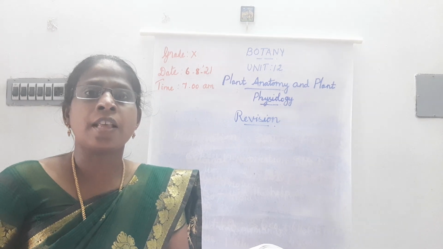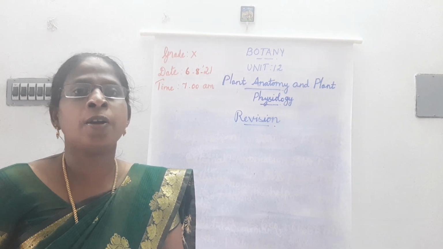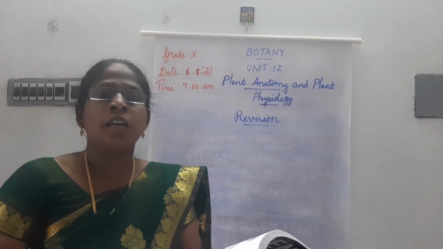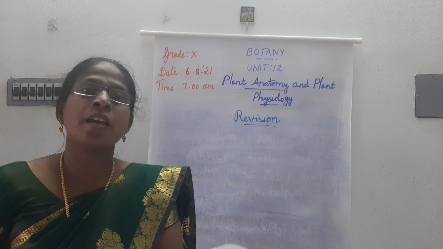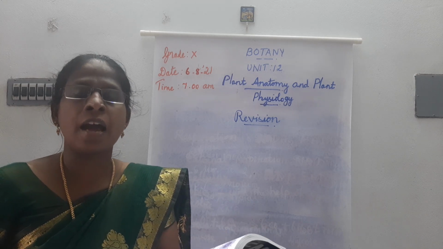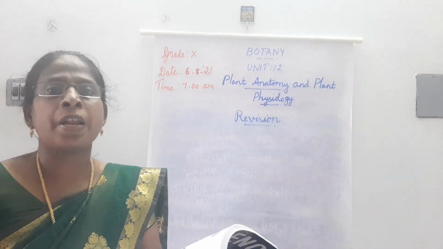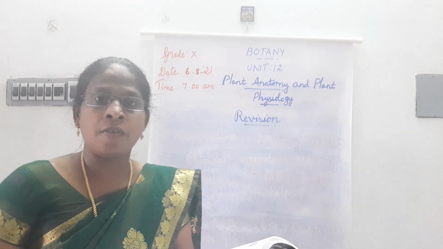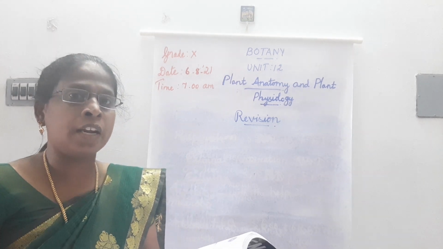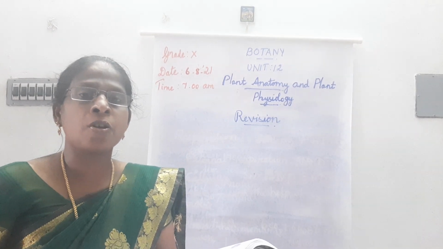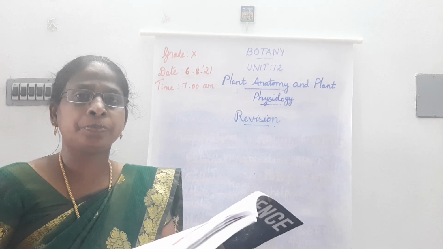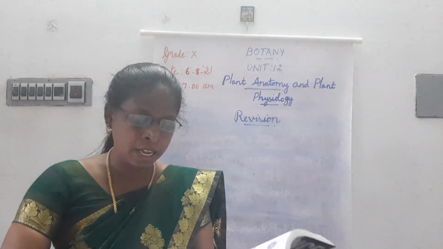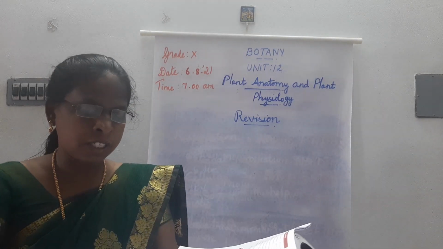Collateral means the xylem lies towards the center and phloem lies towards the periphery. Endarch means the protoxylem lies towards the center and metaxylem lies towards the periphery. Open means cambium is present between xylem and phloem. So the vascular bundle of dicot stem is conjoined, collateral, endarch and open. Also, the vascular bundles are arranged in a ring-like structure around the pith.